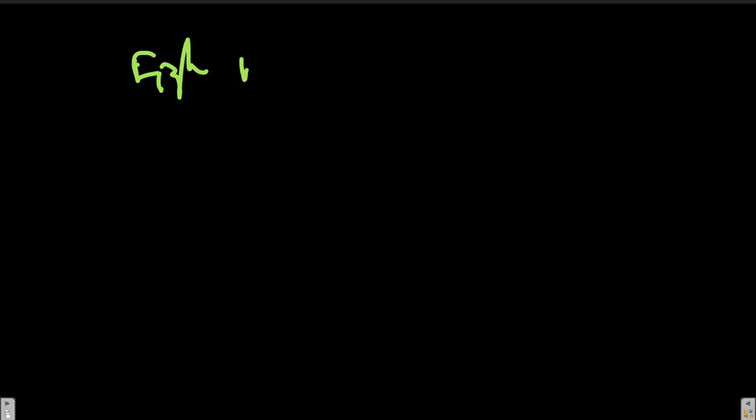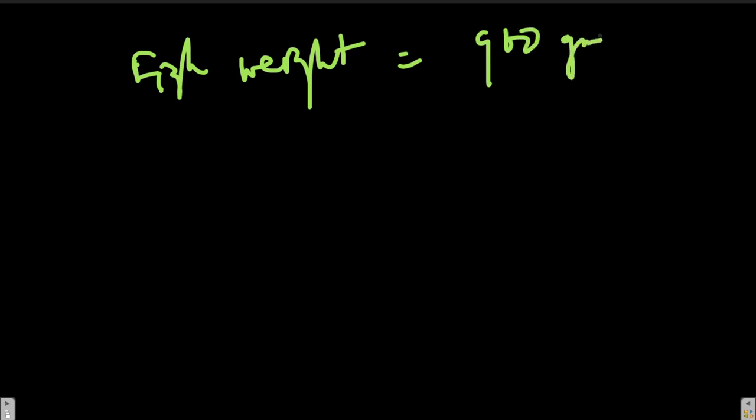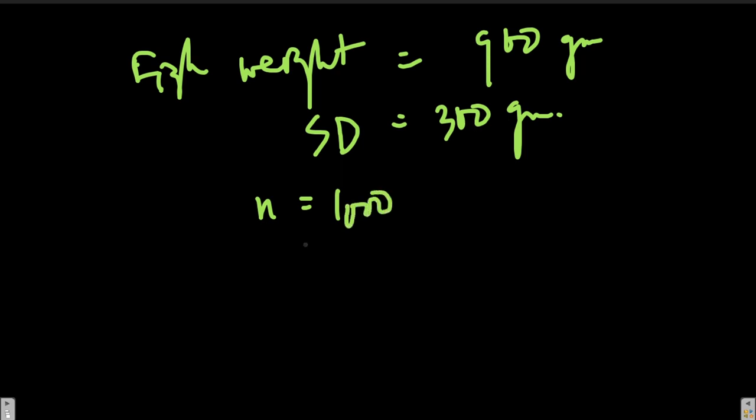Let's say we have collected some samples, and we get a mean fish weight of 900 gram. The standard deviation for all the different fishes we got is 300 gram. Let's say we got around 1,000 Hilsa, and we got these different values for mean and standard deviation.